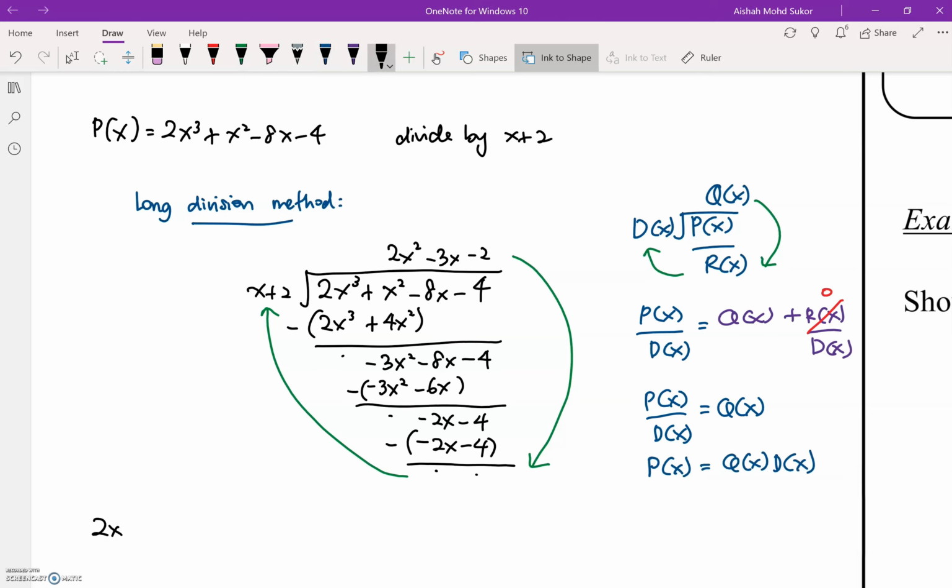Therefore, 2x cubed plus x squared minus 8x minus 4 is equal to q(x) d(x), which is 2x squared minus 3x minus 2 times x plus 2. We have to factorize the polynomial completely, so make sure you factorize the quadratic as well. So you have 2x plus 1, x minus 2, and x plus 2.